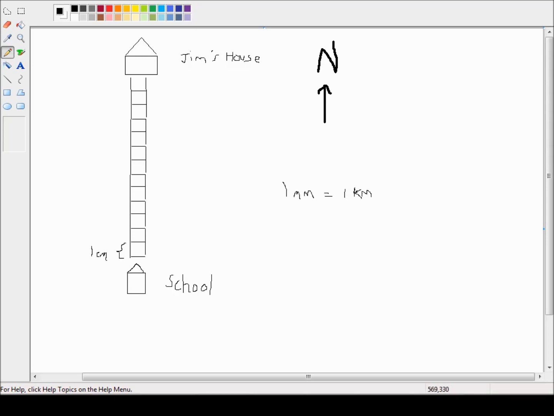Oh wait, he said 1 millimetre is equal to 1 kilometre. Well, I happen to know that there are 10 millimetres in 1 centimetre. So if 1 millimetre is 1 kilometre, then one of these 1 centimetre squares is 10 kilometres. And if there's 13 of them, then Jim's house is 130 kilometres away from the school. Forget the bike, I'm taking the train.